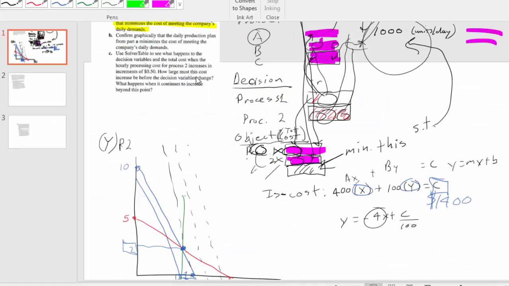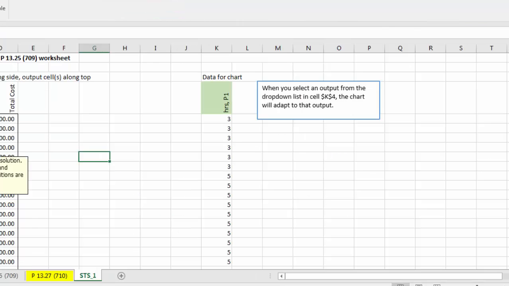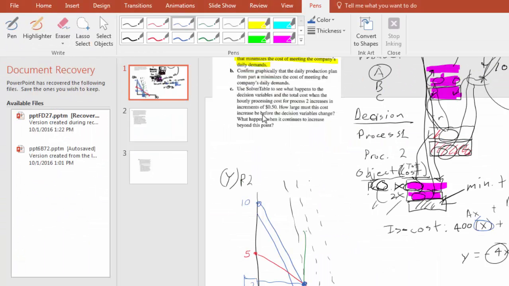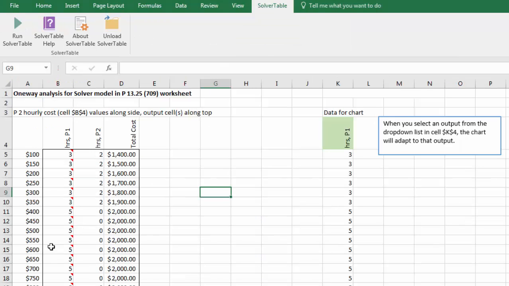How large must this cost increase before the decision variables change? It looks like once it got beyond 350. Yeah, once it got above 350, so that's a $250 increase. And then what happens when it continues to increase beyond this point? We realize that we just switch strictly to process 1. Okay, so pretty simple sensitivity analysis for that one.